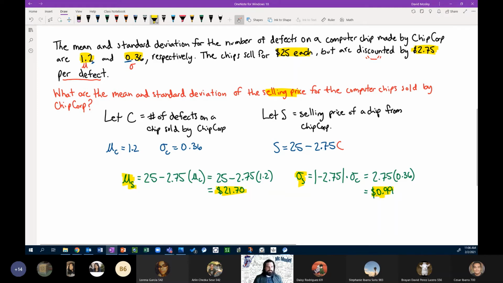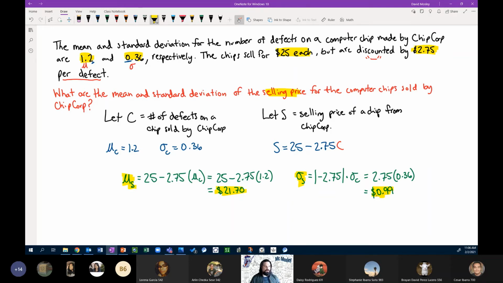So that means that the typical selling price for a chip from Chipcore will vary by about 99 cents from the mean of $21.70, about $1. And that's it.